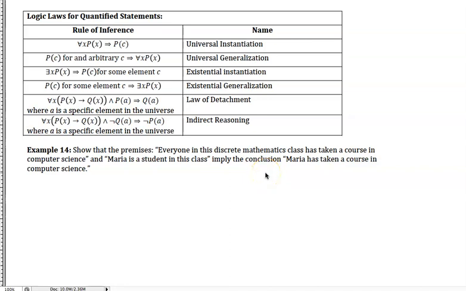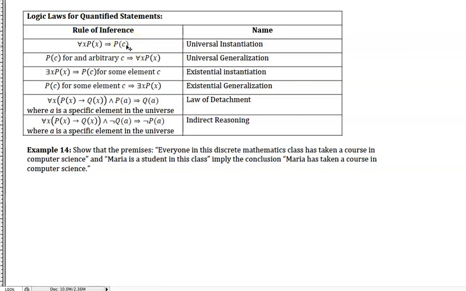Now let's see how the laws of logic work for quantified statements. Okay, so let's look at a sort of summary here. We have certain laws for the universal and existential quantifier. The first one is that if I have for all x, P of x is true, then P is going to be true for every c.